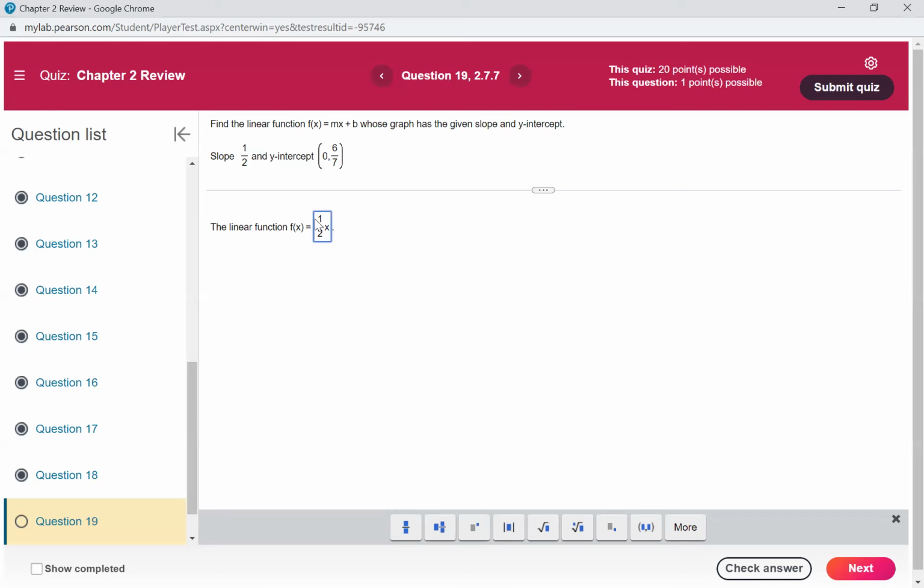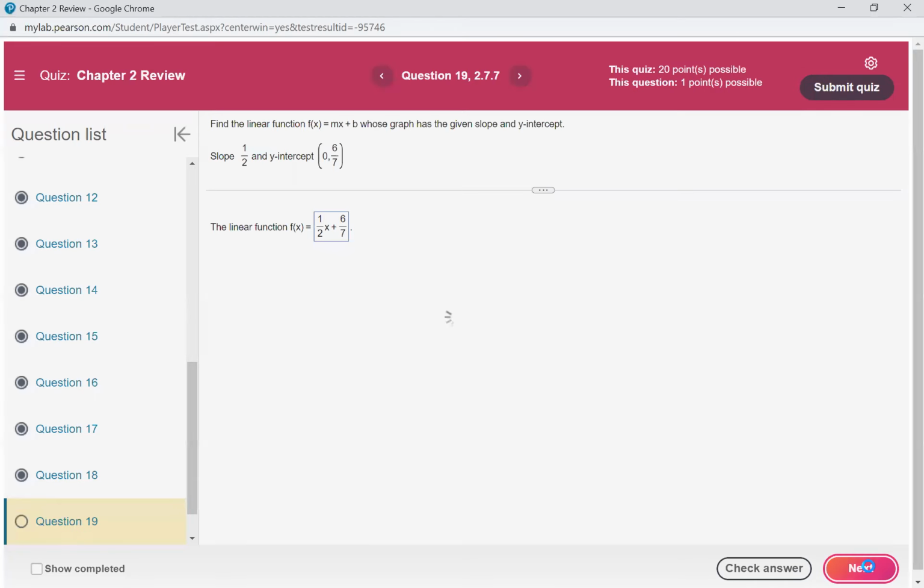Our slope always went in front of the x. And then at the end, it would be a plus because that 6 over 7 is positive. And then that y-intercept is 6 divided by 7. So they're giving you the slope, put it in front of the x. They're giving you the y-intercept, put it after the x. All right, y'all, then we go to next.